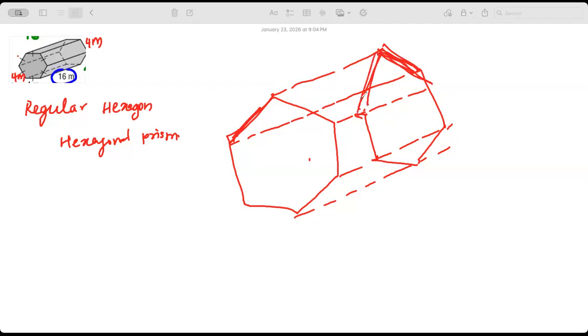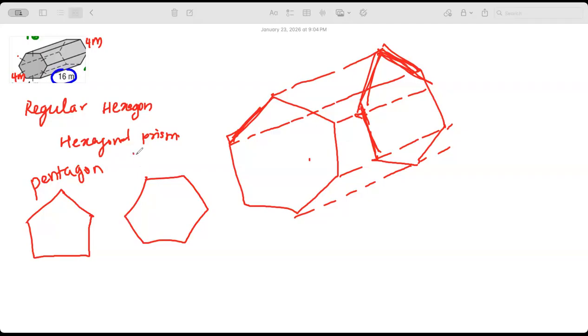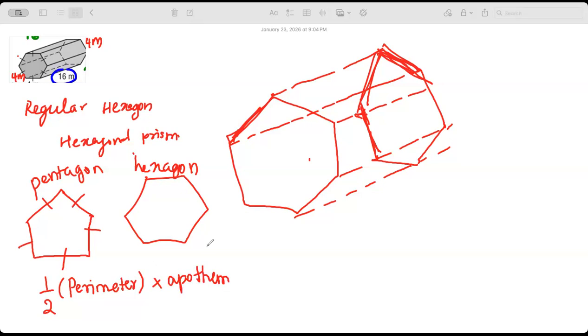Okay. Go ahead, guys. You have a regular hexagonal prism. First of all, we need to find the area of a hexagon, which I have not covered yet. This is a pentagon. This is a hexagon. How will you find the area of a polygon? This is an important concept. This is new to you though. In this case, it's half perimeter times apothem. This one I want you to memorize.